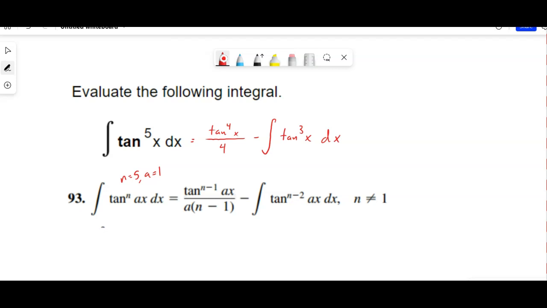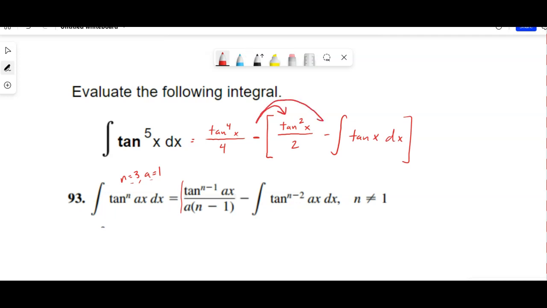Well, now we start back over, and now n is just equal to 3. So this integral can be replaced with, remember, n is 3, we're using the formula again. So tangent squared x, since 3 minus 1 is 2, over 3 minus 1, that's squared. And now it's minus the integral of tangent, since 3 minus 2 would be tangent x dx. Now that is following the minus sign that we started with, so we'll actually end up adding this integral when we distribute it through.